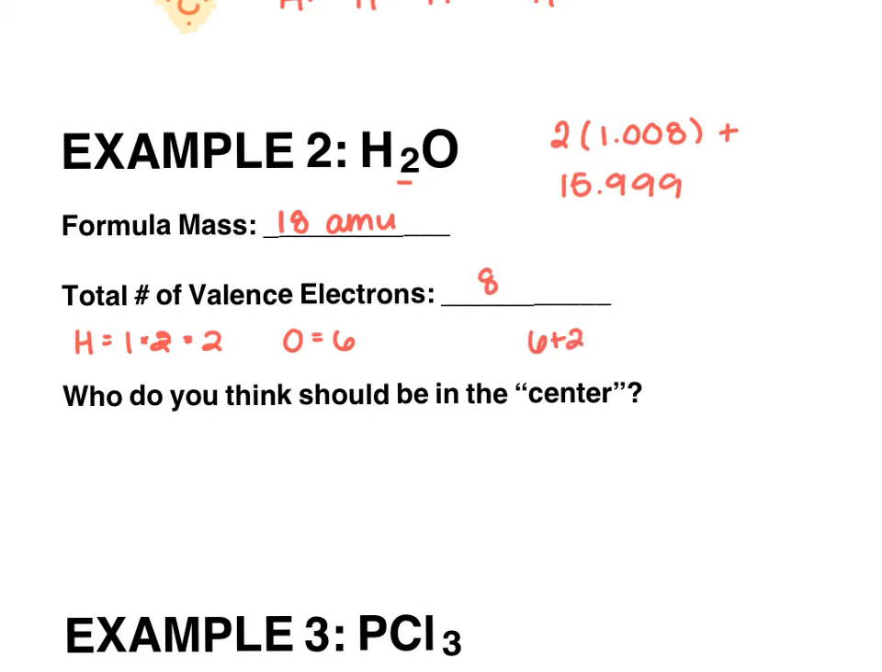Now I want to find my center. I'm going to start with my oxygen, 1, 2, 3, 4, 5, 6. And I have my 2 hydrogens. In this case, my oxygen will be my center because I can support 2 bonds. And just like previously, my hydrogen can only have 1 bond. So my oxygen is my center atom. If you are curious as to what that would look like, it would look like this.